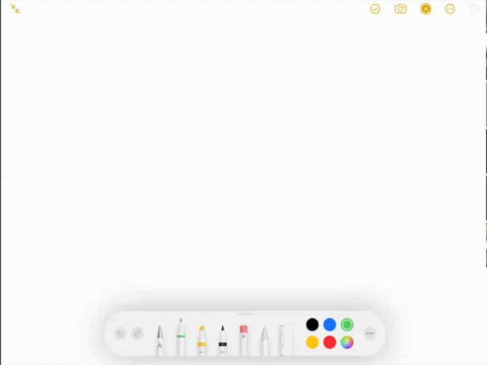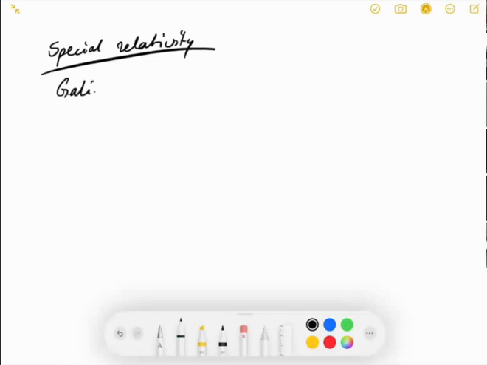All right, special relativity. Special relativity. Okay, so before we talk about relativity, let's remember a couple of things from Galilean relativity. So Galileo, right? Galilean relativity.